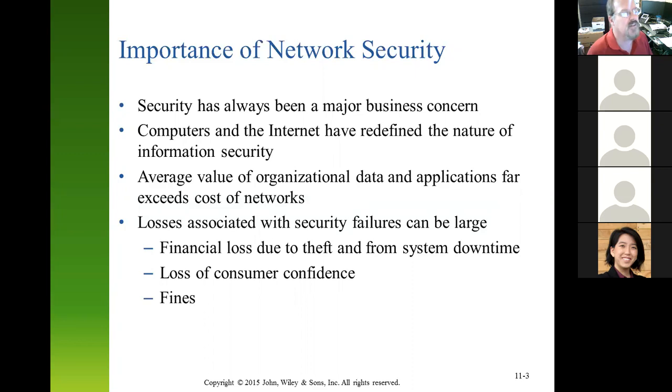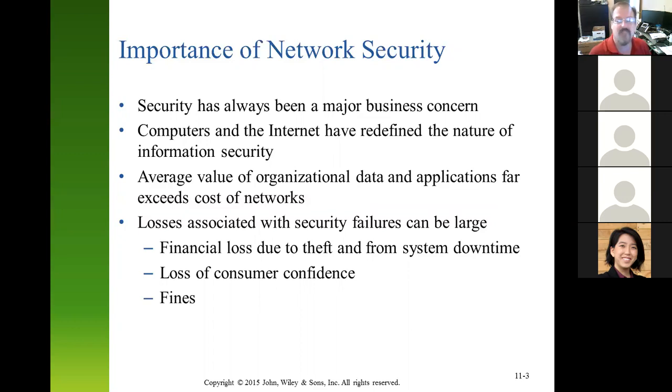Computers and the internet have redefined the nature of information security, again, because everything is connected on the internet, and especially right now. In fact, there's more hacking going on and more issues going on right now because we're all at home and we're all using remote access tools. Many companies have relaxed or changed their firewall rules to allow their employees to get in from various locations.